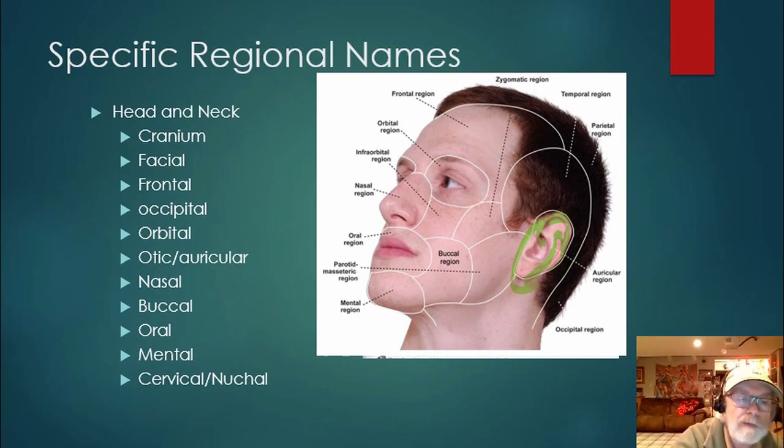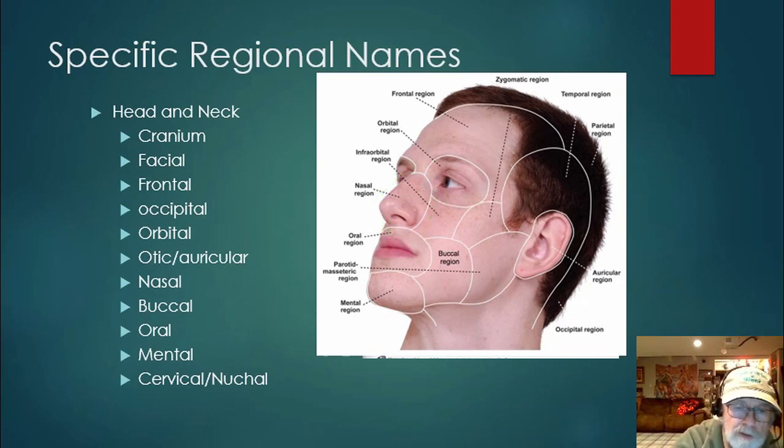Otic or auricular. When they write a prescription for eardrops, they're basically otic drops because they go in the ear. Cortisporin otic drops is something you put in your ear. Nasal, do I have to tell you what nasal is? I don't want to insult your intelligence. Obviously, we know that nasal means the nose. Okay, that's enough of that.